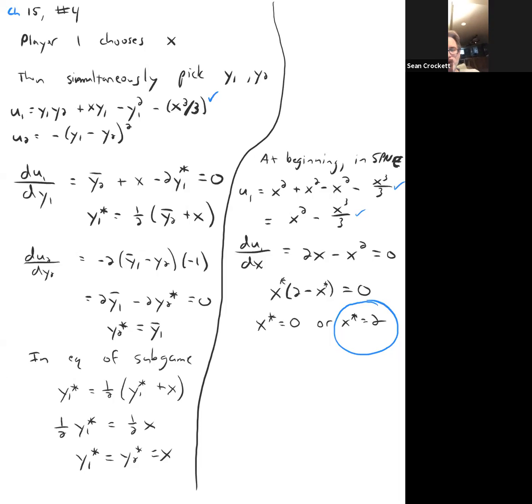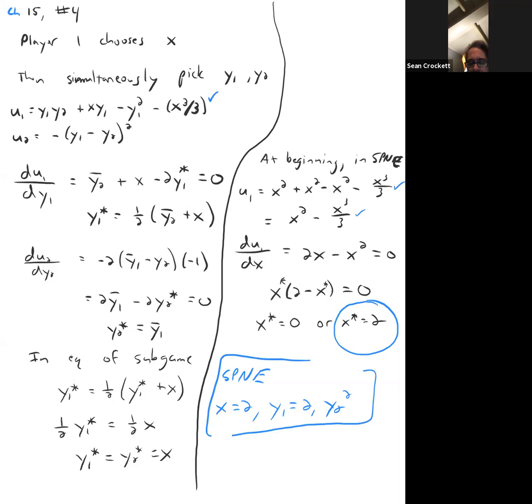And the reason we're getting two solutions there is the fact that at x equals 0, this is not a concave problem anymore. The slope, the second derivative, is equal to 0 when x equals 0. So on the rest of the domain, we would get a unique solution, but here we have to check that x equals 0 isn't a better solution, but it's not, it's worse. And so the SPNE is that x equals 2, y1 equals 2, and y2 equals 2. So all the values for all three choice variables are 2 in the subgame perfect Nash equilibrium.